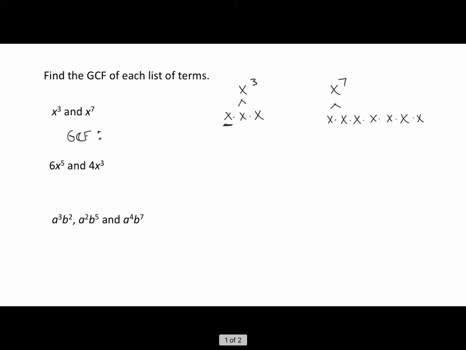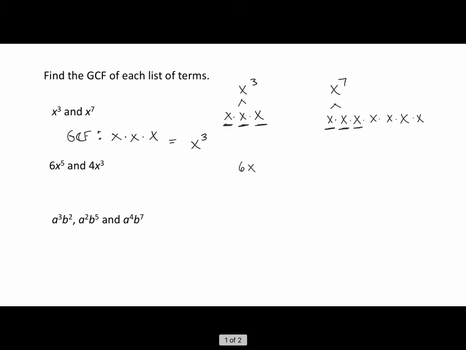So if we start with x, okay, those two have x in common. And then another x, yes, another factor of x in common. And a third factor of x in common. But x to the 3rd doesn't have any more factors, so this is the most that these two terms could have in common. So if I multiply x times x times x, that's x to the 3rd for the greatest common factor.